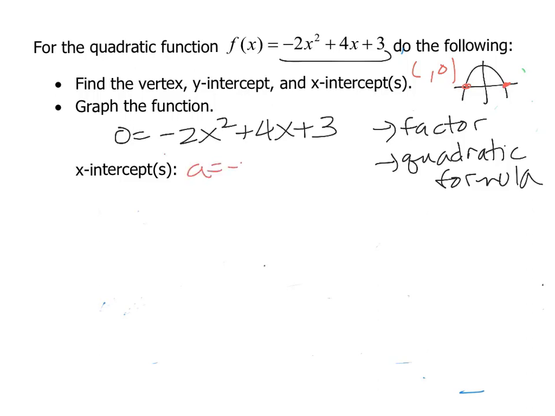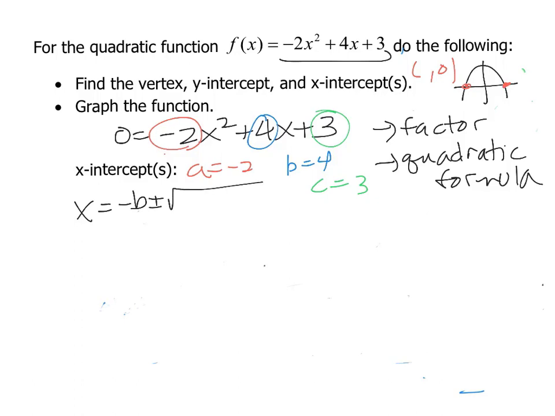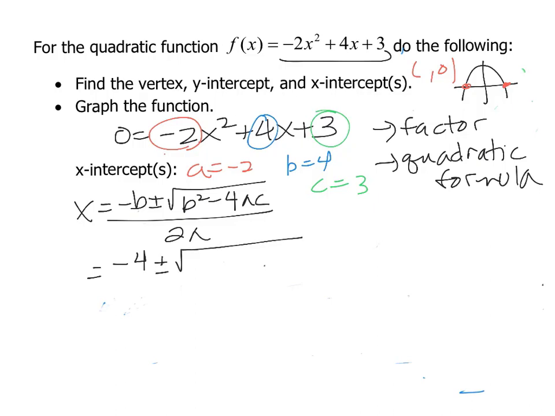So our a is going to be negative 2, that's that value. Our b is this value, b is 4, and our c is this value. So remember the quadratic formula is negative b plus or minus the square root of b squared minus 4ac over 2a. And so if we plug in our values for a, b, and c, we're going to have negative 4 plus or minus the square root of 4 squared, that's going to be 16, minus 4 times a, which is negative 2, times c, which is 3, over 2 times negative 2.